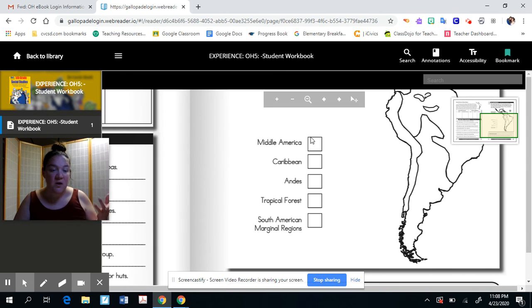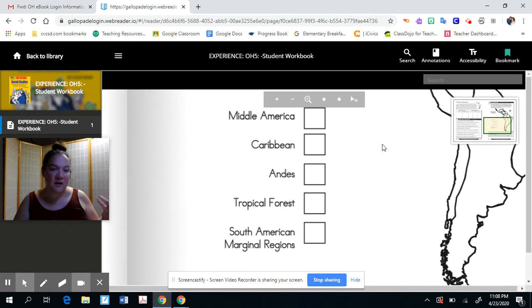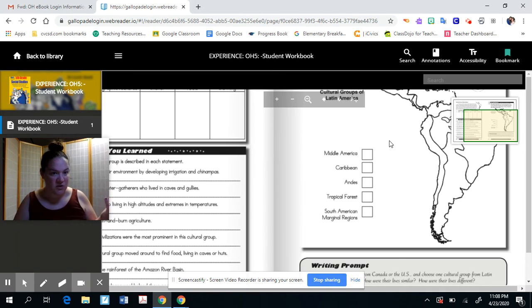We've talked about all of them. You kind of get to see a difference between how they lived based off of where they were. Same thing for the Native Americans in the North American region.